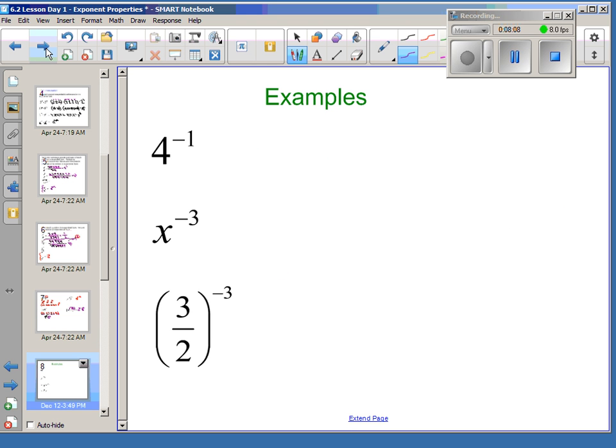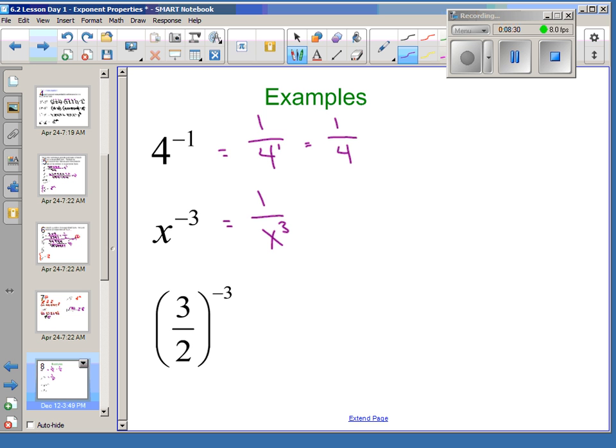So we'll run through a few examples here. 4 to the negative first, we said negative exponents means we have to flip it. So instead of 4, it's now 1 over 4 to the first power, which is the same thing as just 1 over 4. X to the negative 3, so we can flip this, so 1 over x cubed is our final answer.